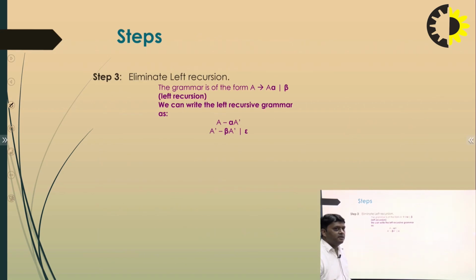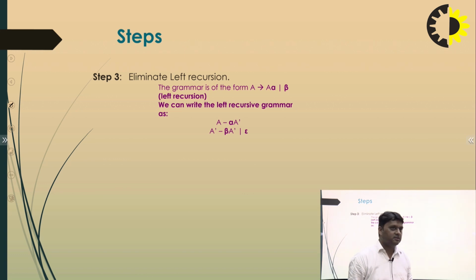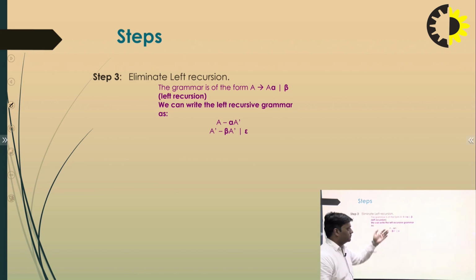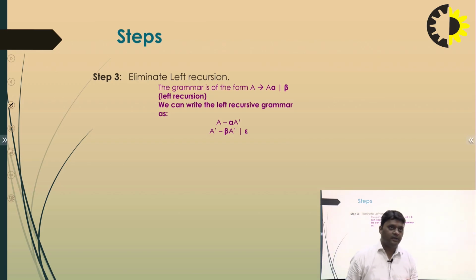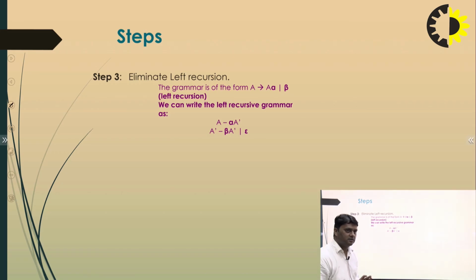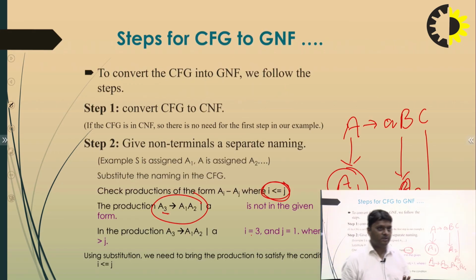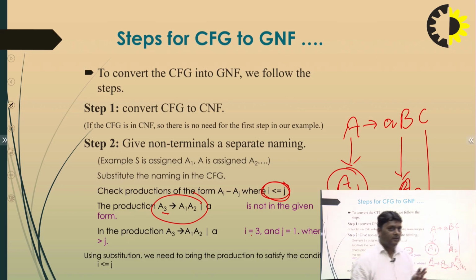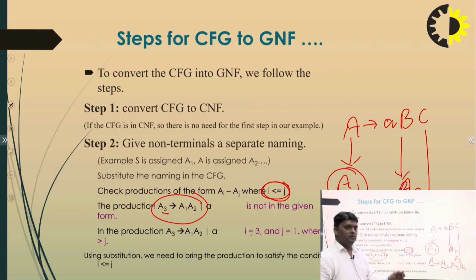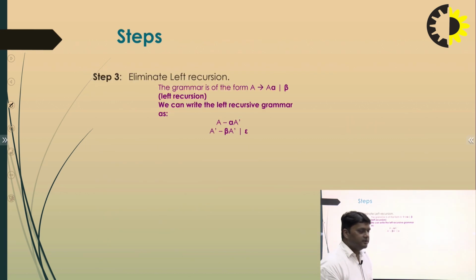And step 3, eliminate left recursion. In the previous video we saw how to remove left recursion. These 3 main steps are in GNF. First step is convert the CFG into CNF. Second, give separate naming to the non-terminals. Third, remove left recursion.